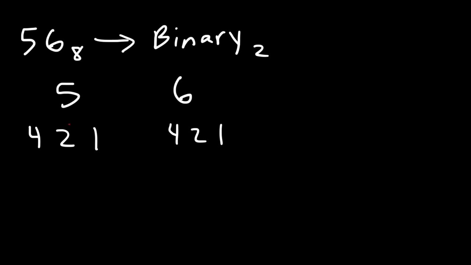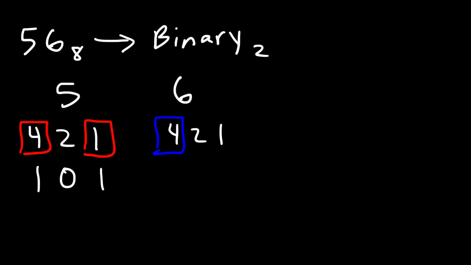you need to realize that 5 is the sum of 4 and 1. So because we used 4 and 1, we're going to replace that with a 1. We didn't use 2, so we're going to replace that with a 0. Now, 6 is the sum of 4 and 2. Since we used the 4 and 2, we're going to replace that with a 1. We didn't use the 1, so let's replace that with a 0.